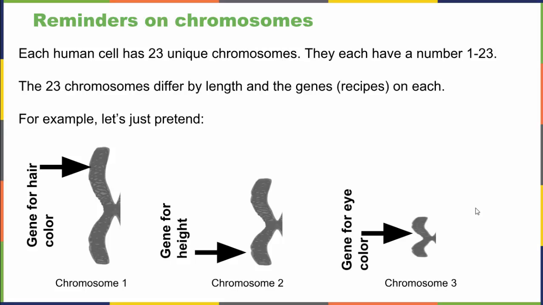So kind of like if it was a set of encyclopedias, there's certain definitions and explanations that are always found in volume 1 of the encyclopedias, and then some are found in volume 2 and some are found in volume 3. So same thing, certain recipes are found on each chromosome, and that's just the chromosome that they're always going to be on.